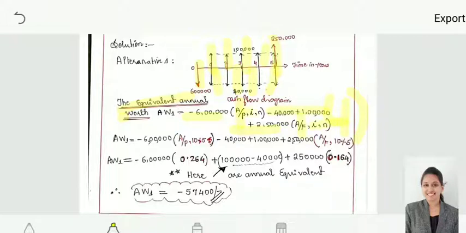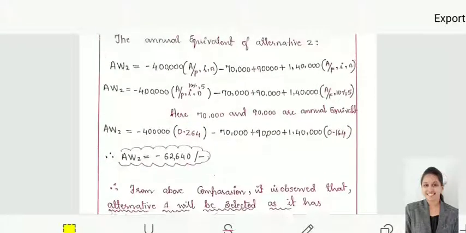So for this A by P and A by F, you can use the compound interest table and get the factors. So it is as below, that is minus 6 lakh and this is the factor, plus 1 lakh minus 40,000, that is here these are the annual equivalent, plus 2,50,000 and this is the factor. So I will be getting the annual equivalent, that is the annual worth of alternative one, as 57,400 rupees. Now similarly we will see for alternative 2.